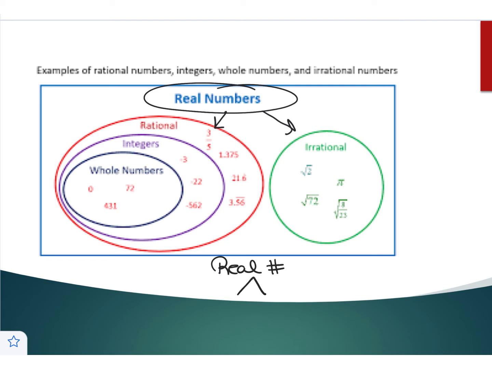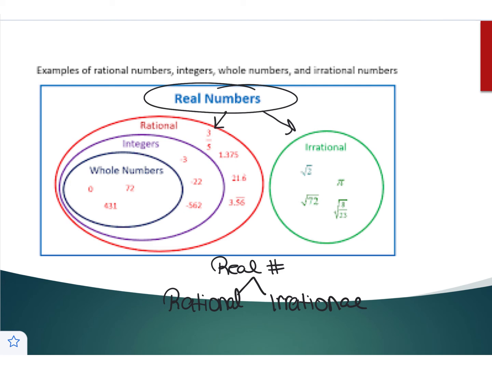And then I can break it apart into two categories, rational and irrational. Irrational doesn't go any further. So there's pi, there's radical 2, there's radical 72, there's radical 8 over 23. Those are irrational numbers. They don't make any sense to us. But rational numbers, 3/5, 1.375, 21.6, 3.56 repeating, that red bubble there, those are all rational.